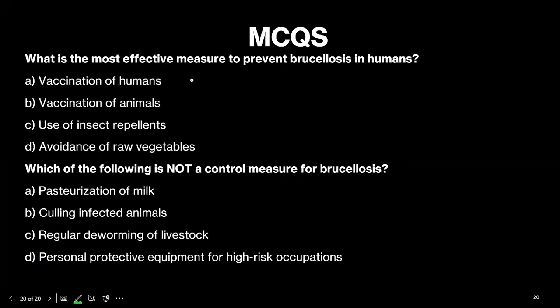What is the most effective measure to prevent brucellosis in humans? So that will be the vaccination of the animals. Which of the following is not a control measure for brucellosis? So that will be the regular deworming of livestock. It is not for parasites killing. It's for pasteurization of the milk, culling. So this is the right option.